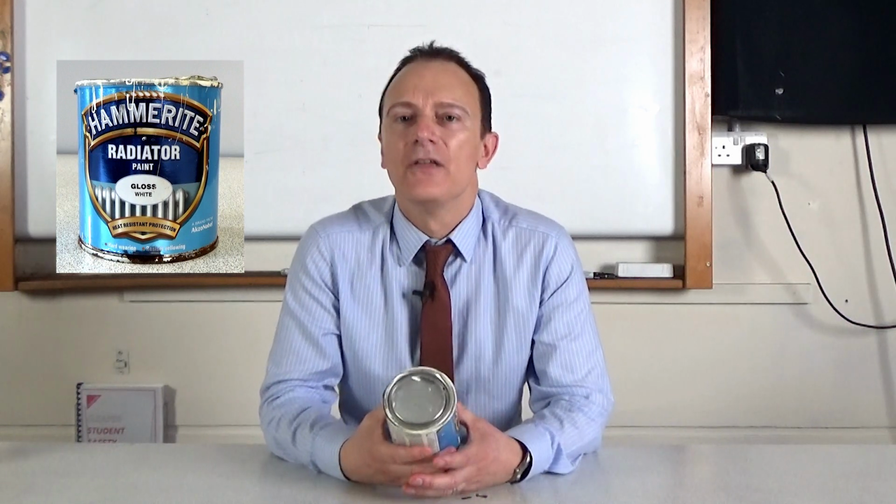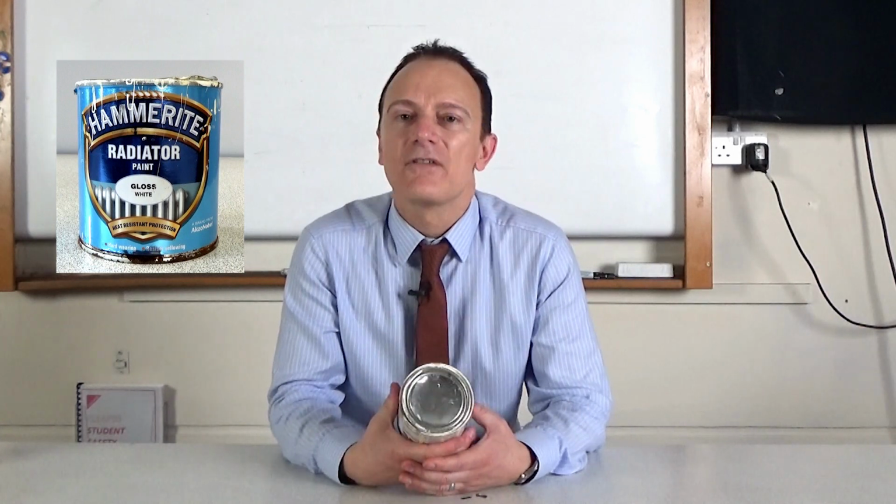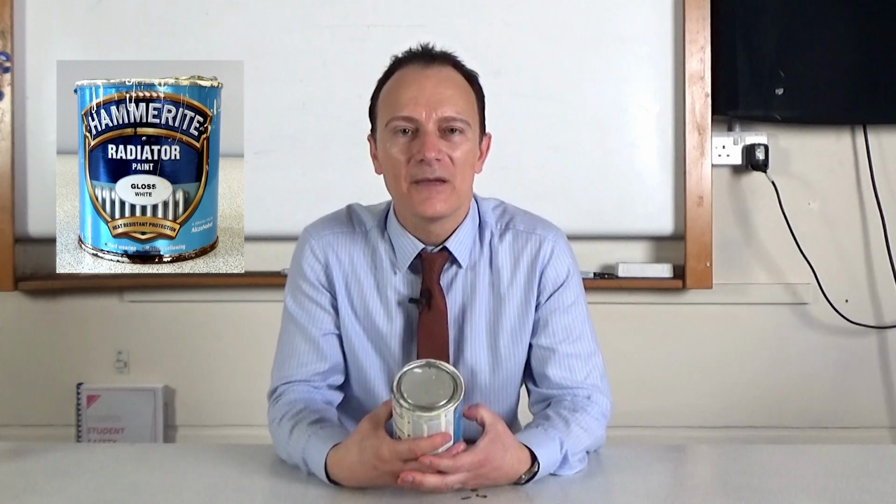Paint is also an example of a formulation. So within that mixture designed for a certain job, in this case painting radiators, you've got different components. So you've got the solvent, which is either oil or water based. You've got the pigment, which gives you the shade or the colour, and you've got a binding agent which helps it stick to the thing that you're painting. In this case, it will help it stick to radiators, the metal of the radiator, because it's specially designed as radiator paint.